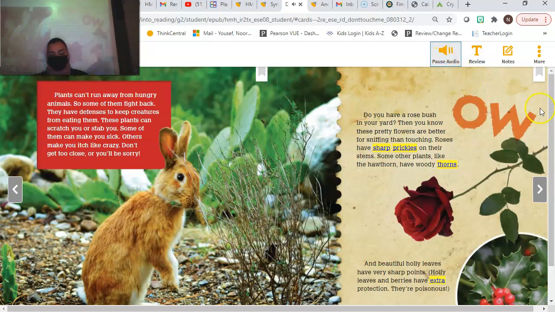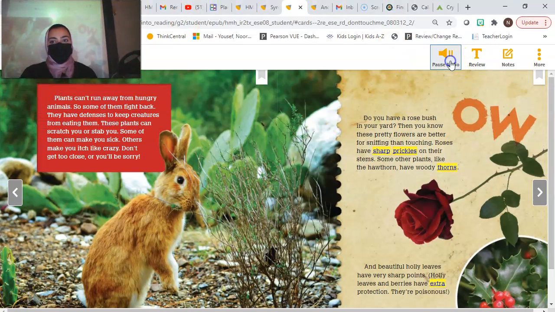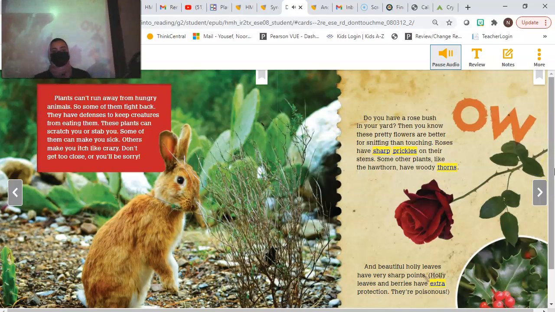All right, plants can't run away from hungry animals, so some of them fight back. They have defenses to keep creatures from eating them. All right, I'm sorry. We're going to go ahead and reread this page again. Plants can't run away from hungry animals, so some of them fight back. They have defenses to keep creatures from eating them. These plants can scratch you or stab you. Some of them can make you sick. Others make you itch like crazy. Don't get too close or you'll be sorry.